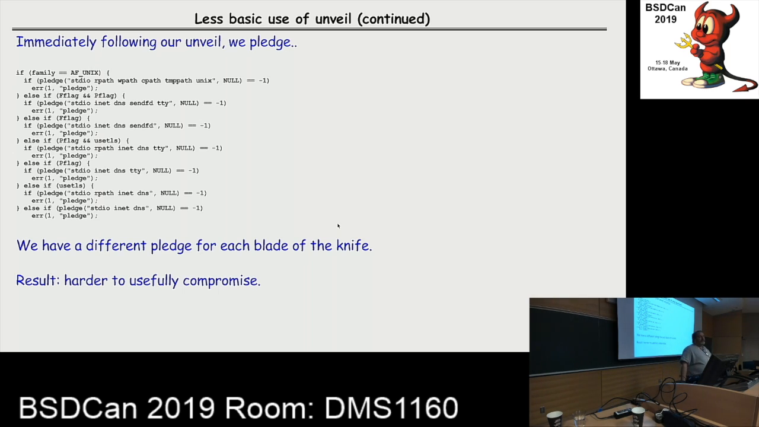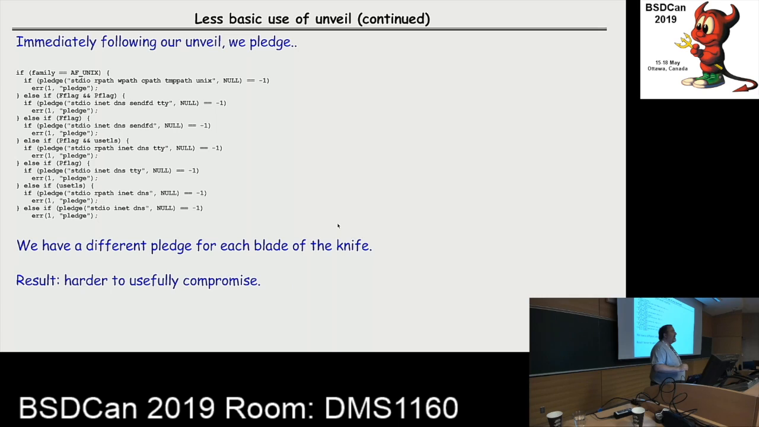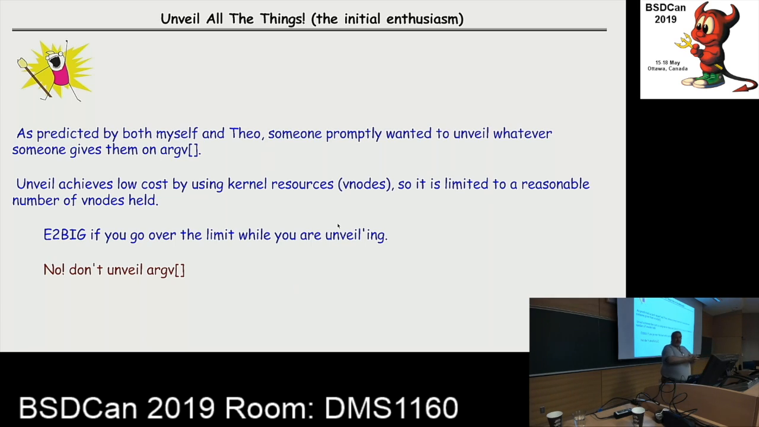Yeah? On the previous slide, you had an unveil with empty permissions. Does that take away everything? Oh, yeah. This basically says, hi, I'm calling unveil, and you don't have any permissions on the file system, from slash down. So, we started this, and of course, yes?